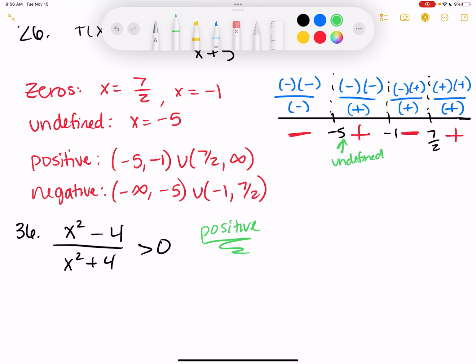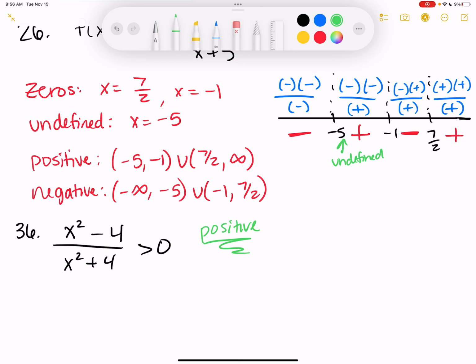All right, so is there anywhere where this is undefined? No. So there's nowhere that it's undefined, so I don't have to worry about that, because you set the denominator equal to 0. So if I set this equal to 0, x squared equals -4, take the square root of -4. It's not real, so there's no value that can make it 0.